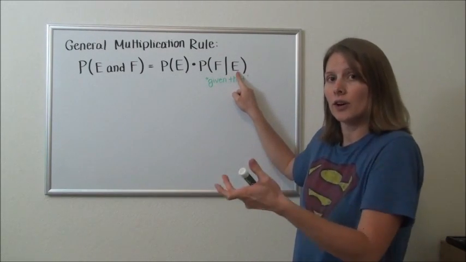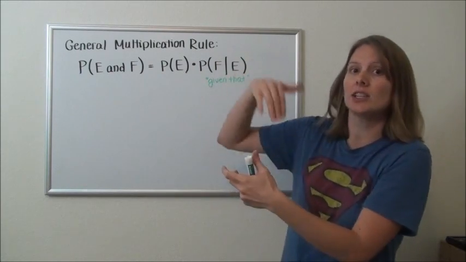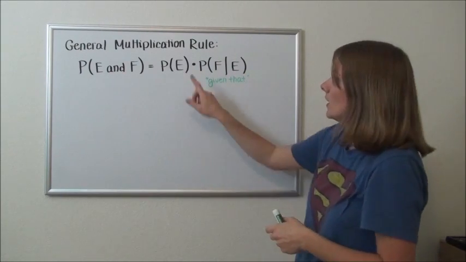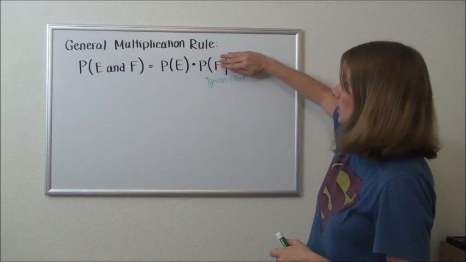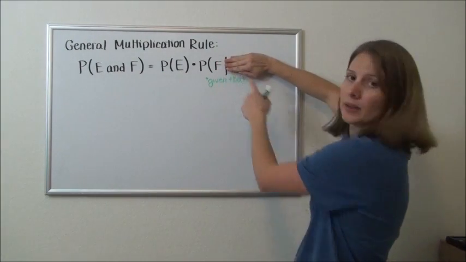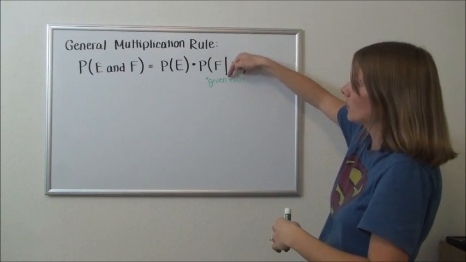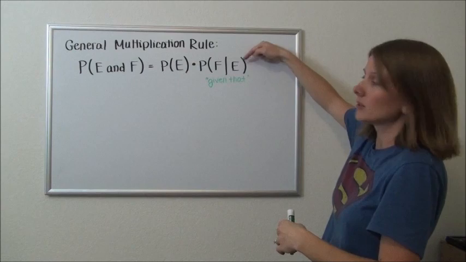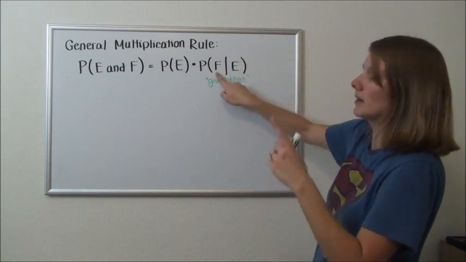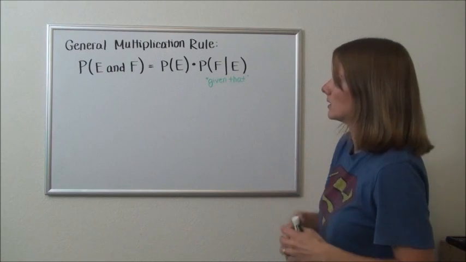And the event E occurring changes things because these might be dependent events where E changes the likelihood of F. So it looks very similar to the previous formula. The previous formula stopped here and said probability of F happening, period. But now I'm saying, well, what if E has already happened? So given that E has already happened, what's the probability of F happening? It should be different for our dependent events.